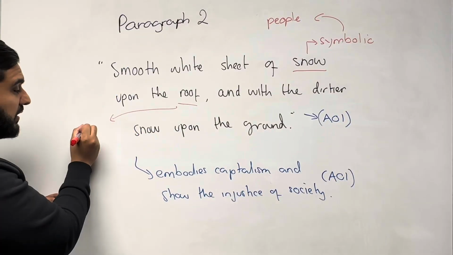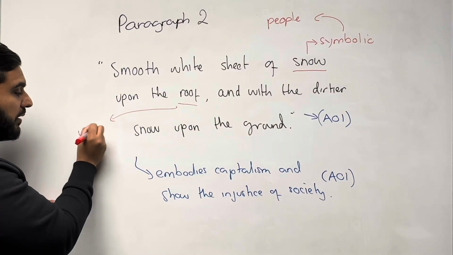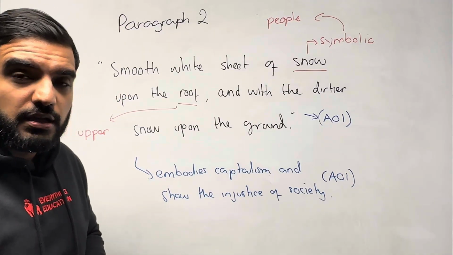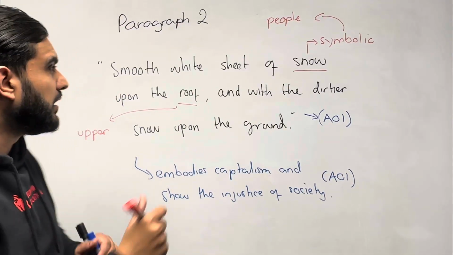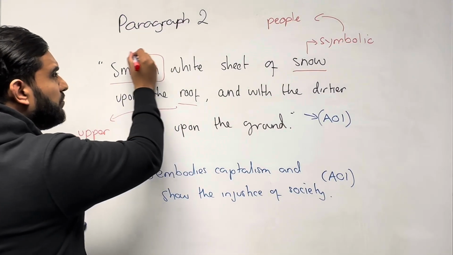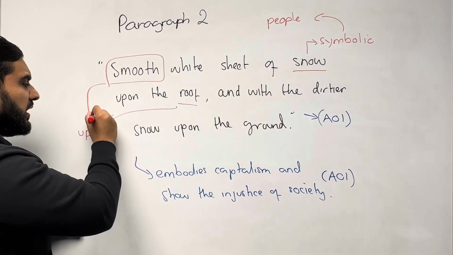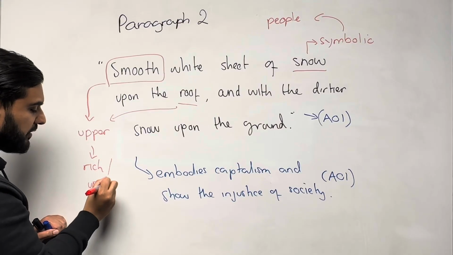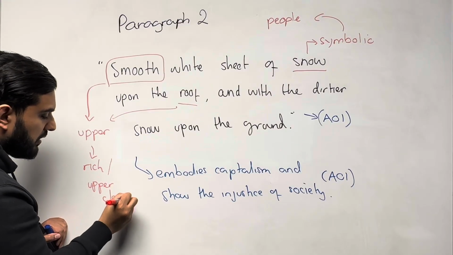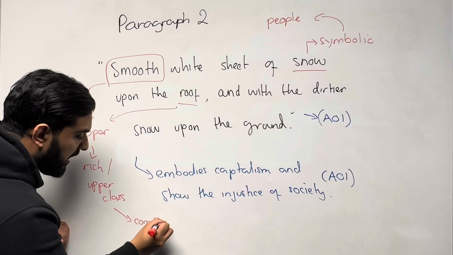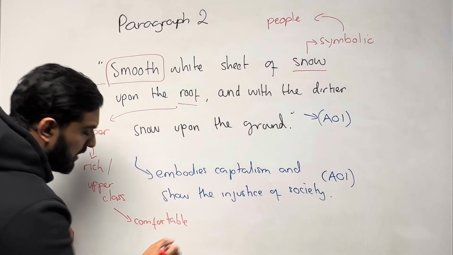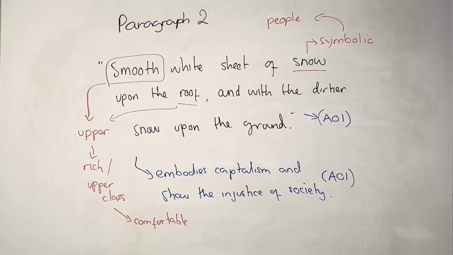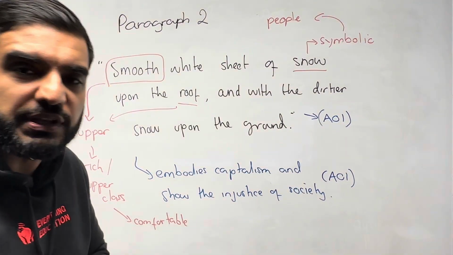Guys, you want to make a point that the roof represents the upper part of a building. The snow represents the people. Guys, the snow is a symbol for the people. This snow is smooth. Therefore, guys, it implies that the rich, that the upper class, they live very comfortable lives. Smooth snow has no footprints. Can you guys see that? Yep. Guys, smooth snow, it has no footprints.